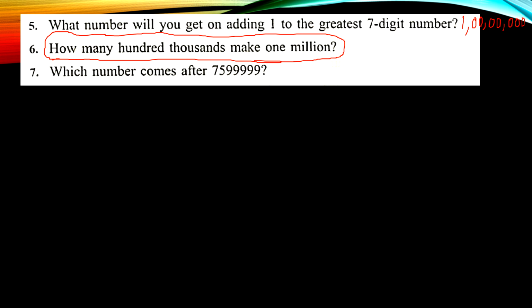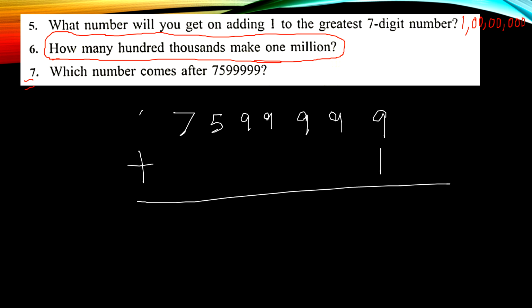So which number comes after this? Question number 7 now. Which number comes after this number? That is 7, 5, and then there are a lot of 9s. If you see, a lot of 9s. So to get the next number, obviously you need to add 1, right? They just want to know the successor. So this is the number. You can see 76 lakh. So this is the number you are getting here.